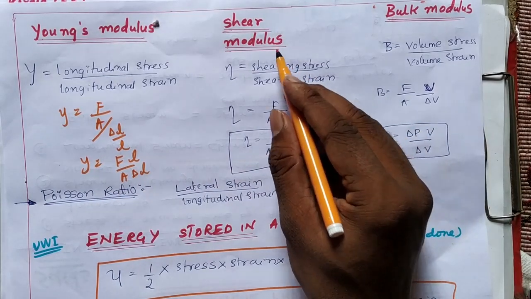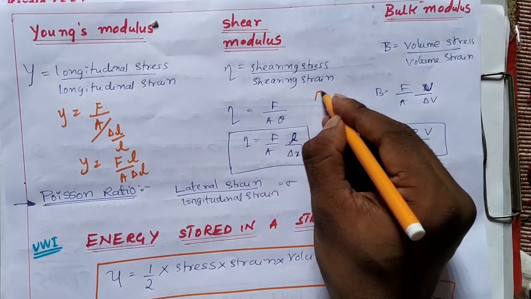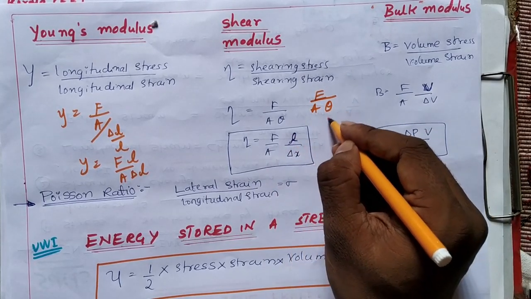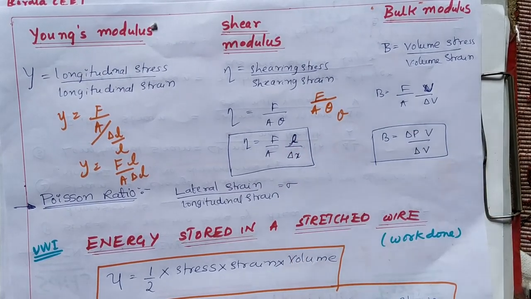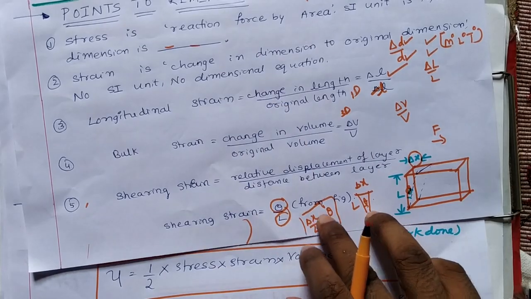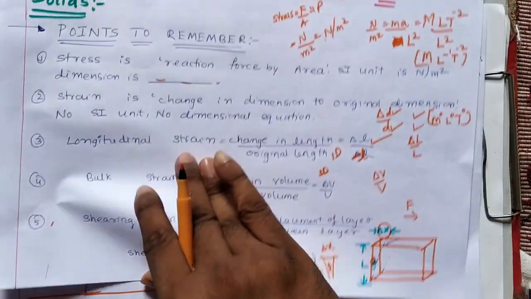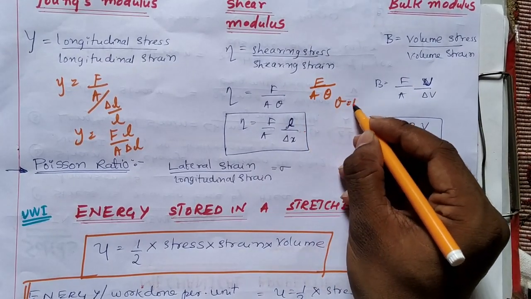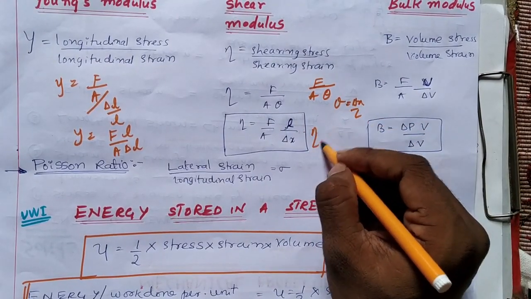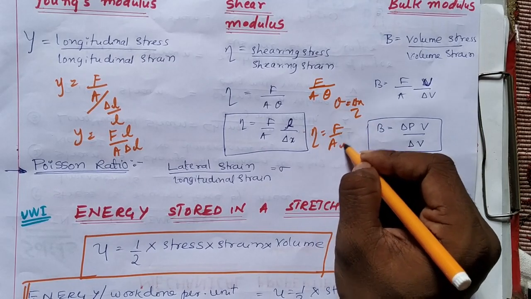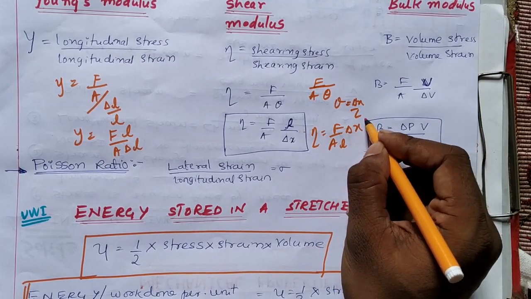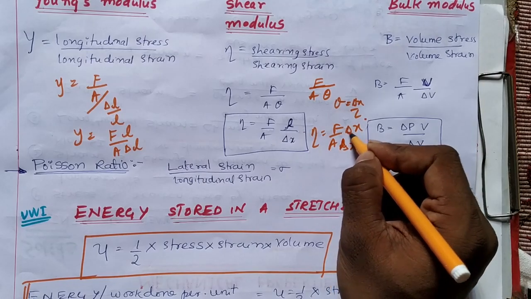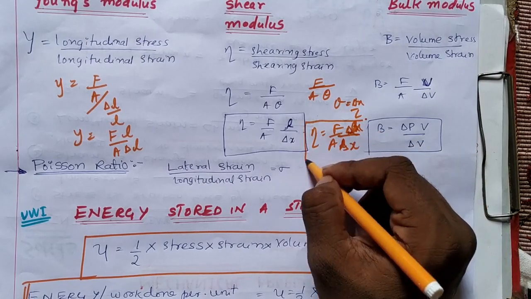In the similar way, shearing modulus is stress by shearing strain. So theta, as I have told earlier, is delta x by L. So shearing modulus becomes F by A divided by delta x by L. Okay, sorry, this becomes delta x in the denominator. This upper numerator will be L.